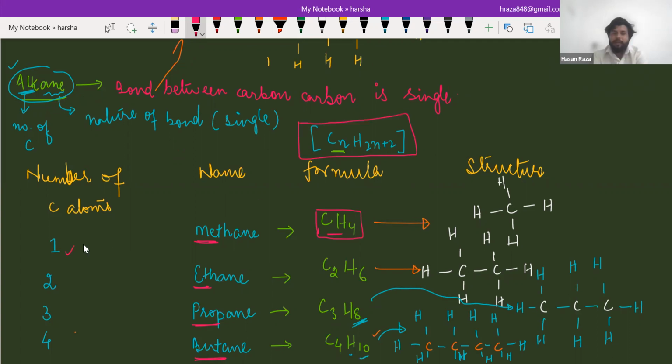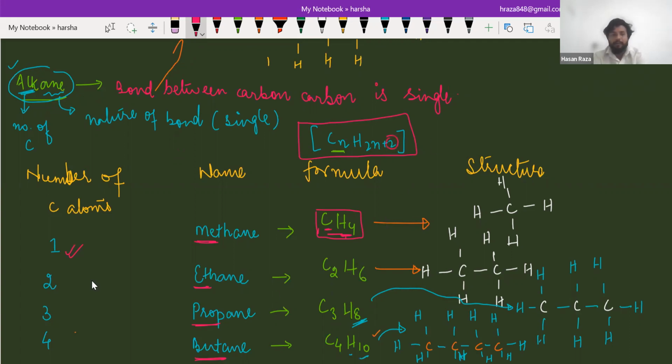If you have one carbon, then the number of hydrogen will be double the number of carbon plus 2. So what will be the number of hydrogen? Double the number of carbon. One carbon is there, so what is the double? 2 plus 2, that will be 4.